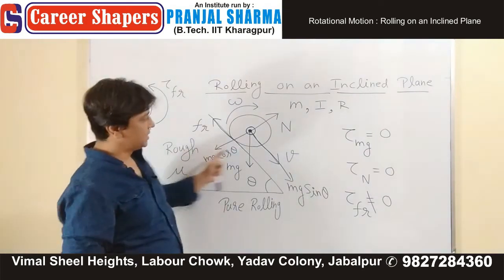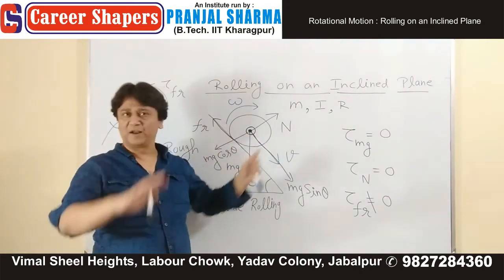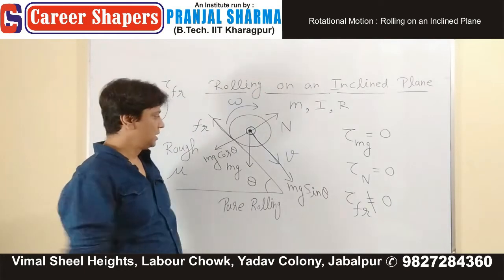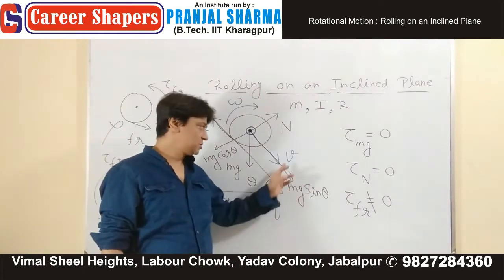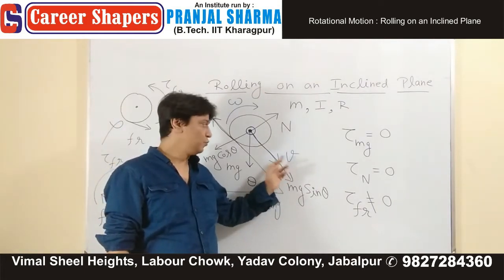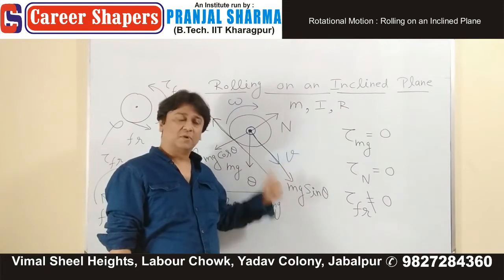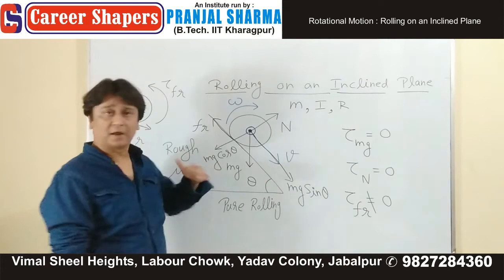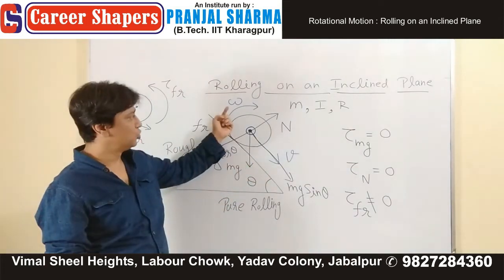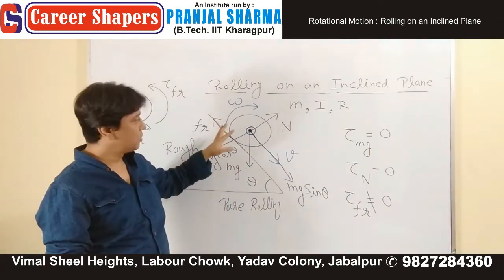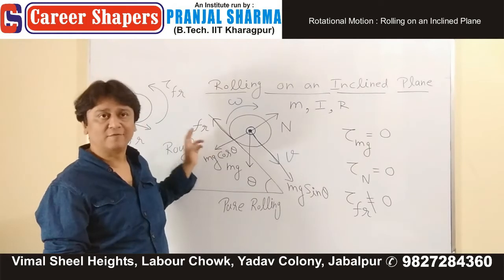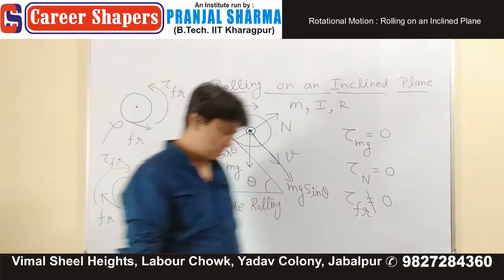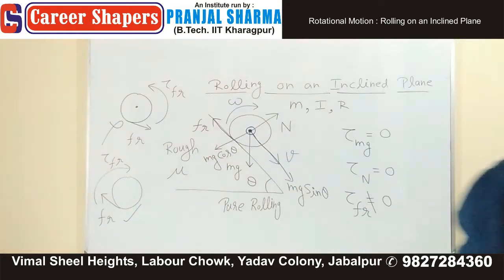Mg cos theta is being balanced by normal reaction. We have done these things in laws of motion. Mg sine theta is responsible for V part. But this mg sine theta or this mg cos theta, they cannot start rotational motion. To start rotational motion, you need to have what? Friction. Which gives us a very interesting and easy to remember result.